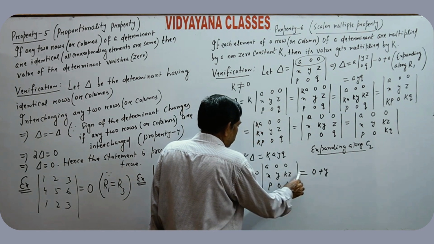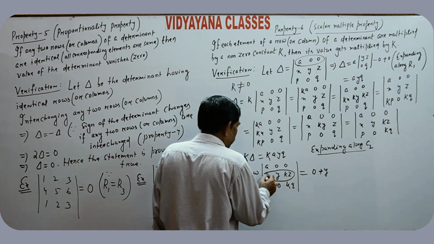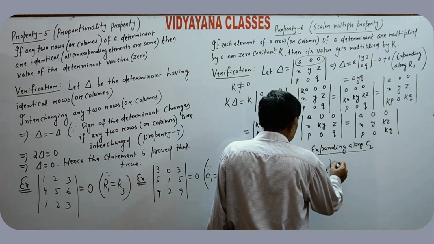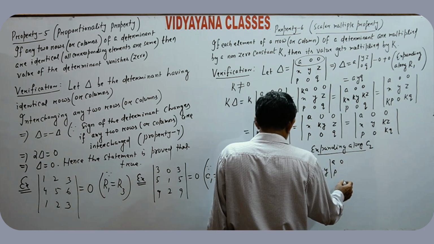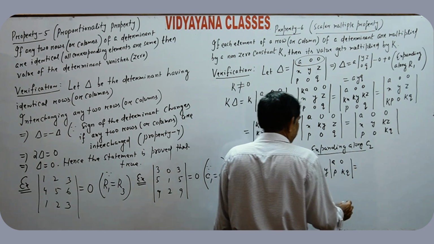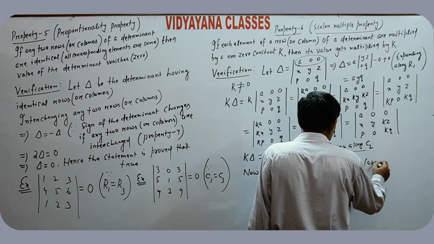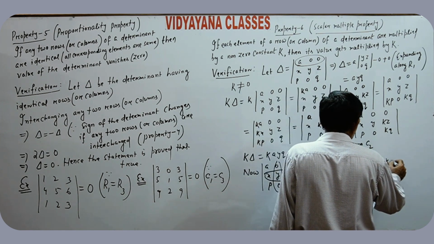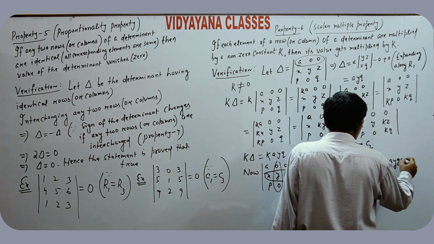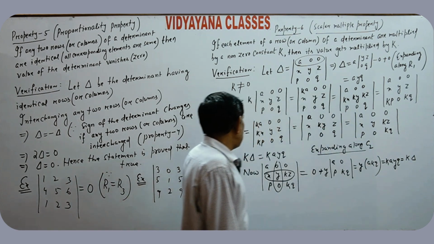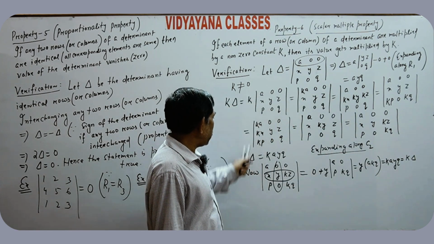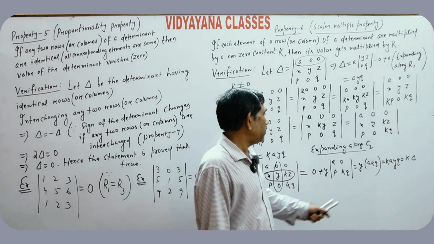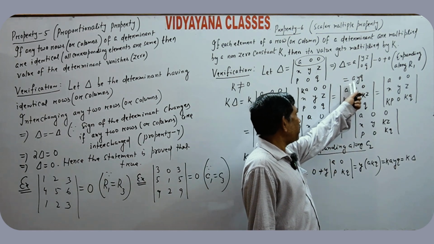Y into, deleting the corresponding row and column, the minor of y is a 0, p kq, which is the same as y a k q, which is the same as k into a y q, which is equal to k into del. This value, k del, means k a y q. Expanding this determinant gives the same result, that is k into del. Del means a y q.